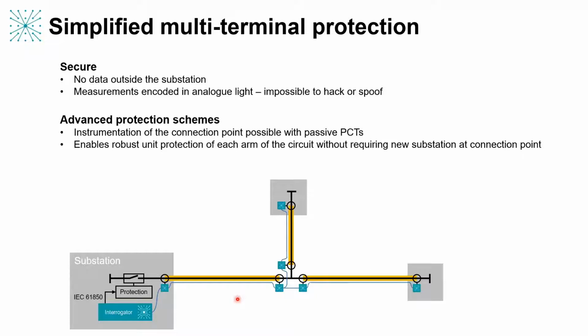Because our systems are completely passive, we can instrument that point without requiring essentially a substation to be built at that location, immediately enabling discrete multi-zone differential protection from a single end without those civil works, that complex infrastructure, that initial outlay to achieve that.